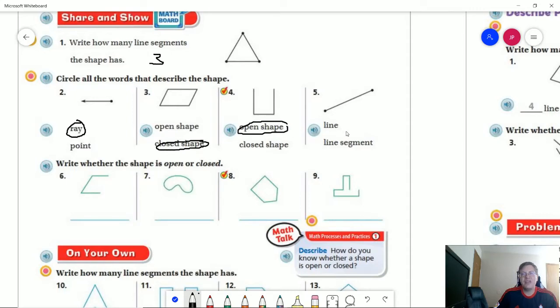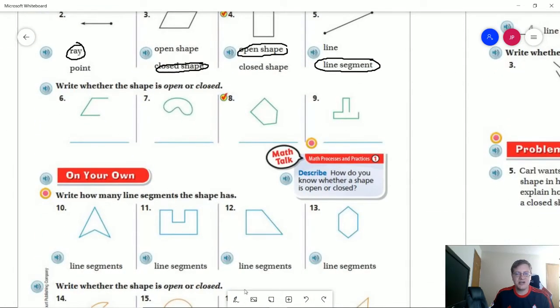Number five, and this is the one I accidentally said the wrong thing on in a video for a different grade yesterday. I started by saying a line and then I caught myself and said line segment. So this is a line, but because we have a starting and ending point, the correct term for what we're working with for geometry purposes would be a line segment.